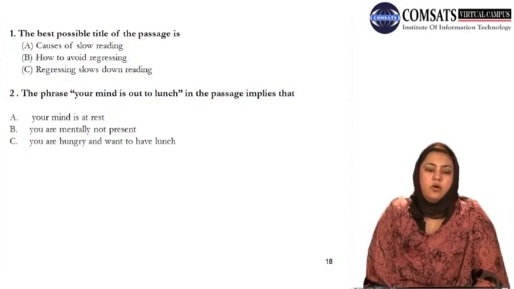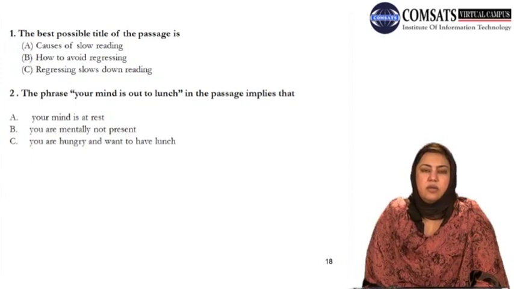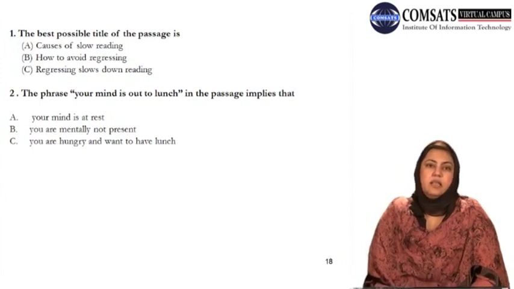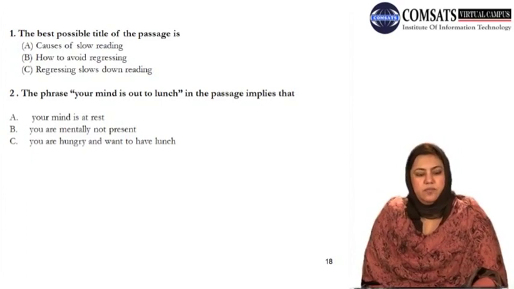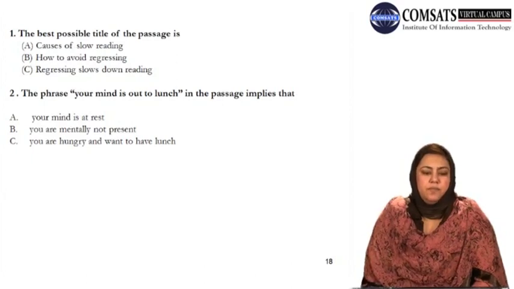Option A, causes of slow reading. Option B, how to avoid regressing. Option C, regressing slows down reading. Now, what do you think? Which option is correct? Tick mark the best suitable title for yourself and move on to the next question.